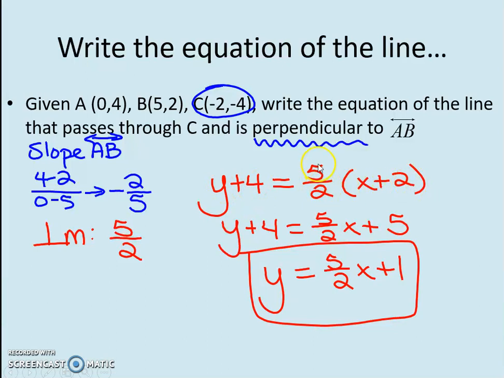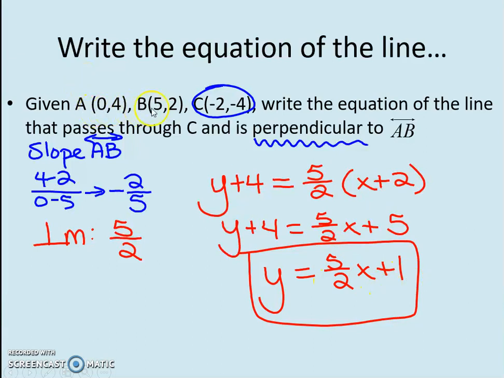Once you have the new slope and a point, you plug it in and then change to y equals mx plus b. So you do the distributive property: 5 over 2 x plus 5 over 2 times 2 is 5. And then subtract 4 on each side, so this becomes a 1. The answer is y equals 5 over 2 x plus 1.